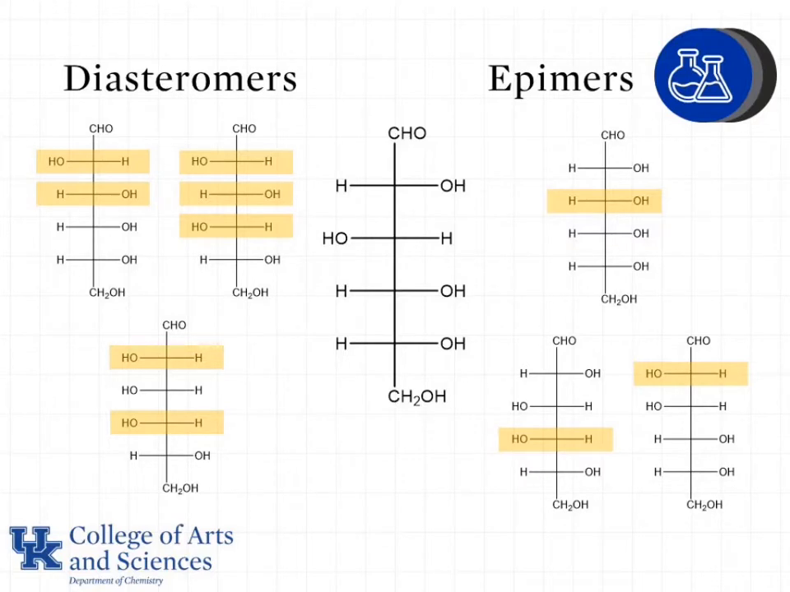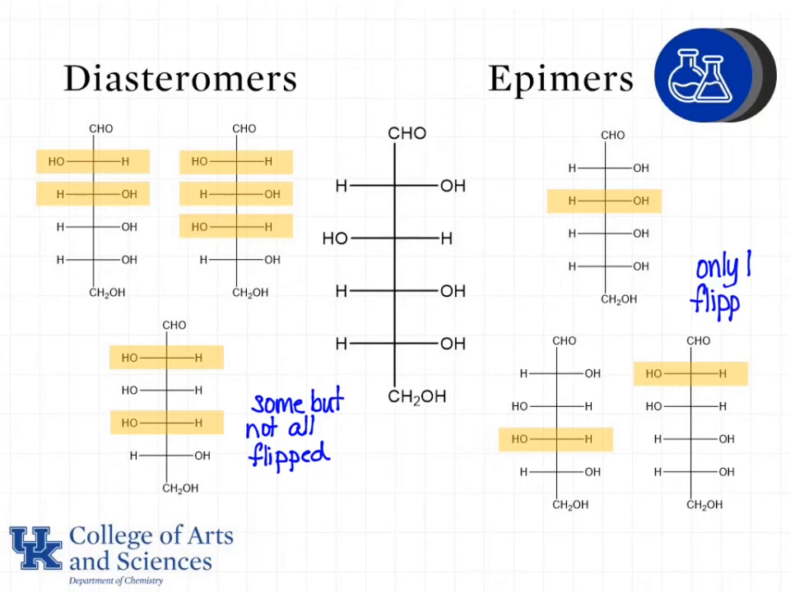Diastereomers and epimers are similar to enantiomers. The difference is in the number of groups that are flipped. In an enantiomer, all of the groups flip from left to right because we are doing the exact mirror image of the molecule. When we look at a diastereomer, what we see is that some, but not all, of the groups are flipped. So we can have more than one, but less than all of the groups flipped and have a diastereomer. Epimers occur when only one of the groups is flipped.